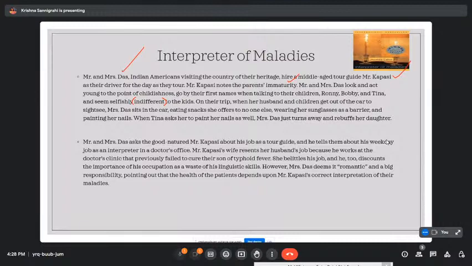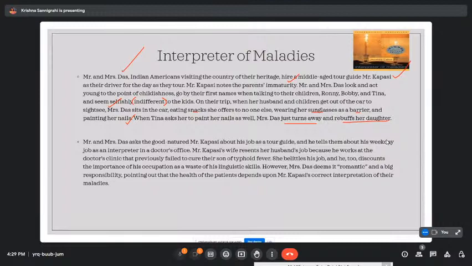On their trip, when her husband and children get out of the car to sightsee, Mrs. Das sits in the car. So Mrs. Das is here for traveling, but even then she is not at all interested in going out of the car and seeing. Eating snacks, she offers to no one else, wearing her sunglasses as a barrier. So a barrier to her sight and a barrier to perception of other people as well, and painting her nails. So she is busy painting her nails, sitting in the car. And when Tina asks her to paint her nails as well, Mrs. Das just turns away and rebuffs her.